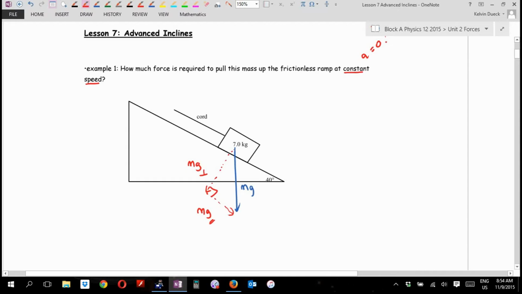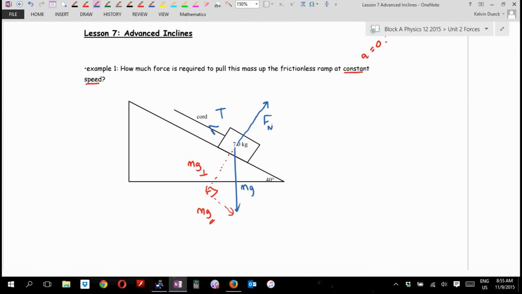What else? Is this block sinking into the ground like quicksand? Is it flying off the ramp like Superman? So there has to be another force, but it's perpendicular. How big? About that big, the same size as mg perpendicular. There's my normal force. What else? There's a rope. You could have drawn it as a separate arrow, but since I had a lovely rope there, I just put an arrow on there.